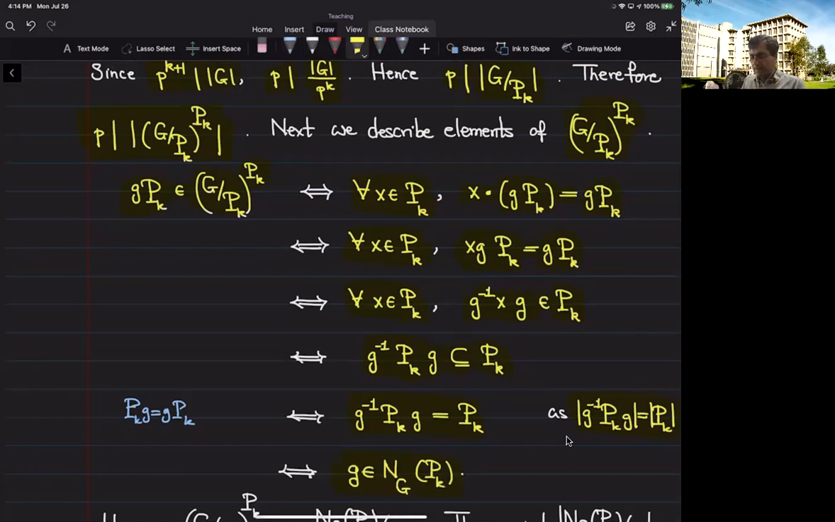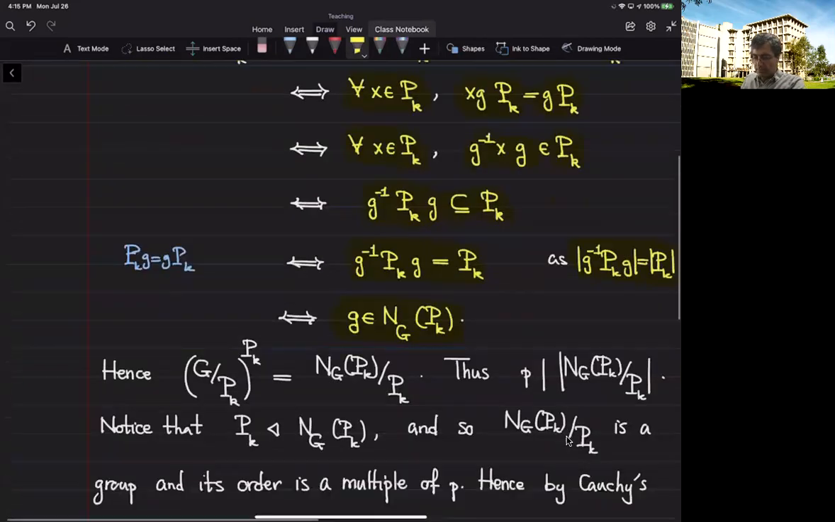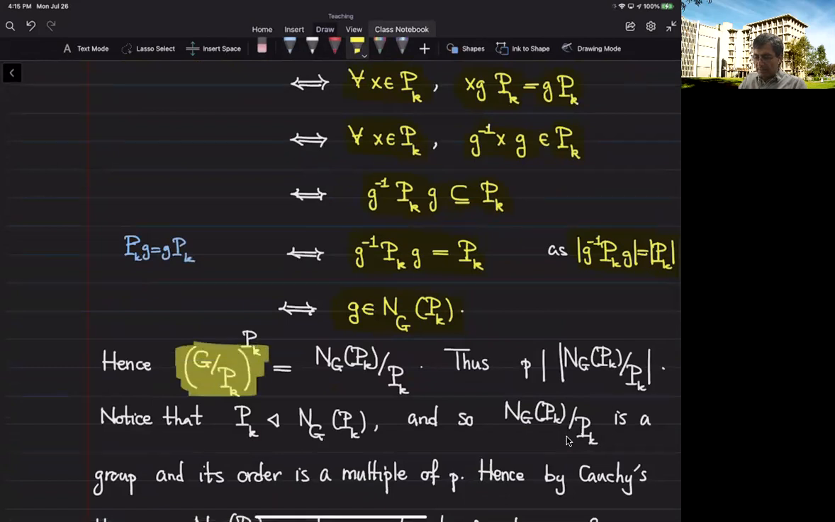We proved that this is a subgroup of G. So altogether, we get that this coset is in the fixed points precisely when the coset representative is in the normalizer subgroup. And so the set of fixed points is simply the set of left cosets of P sub k in the normalizer subgroup. So the cardinality of this is supposed to be a multiple of P. Therefore, the cardinality of this is a multiple of P.